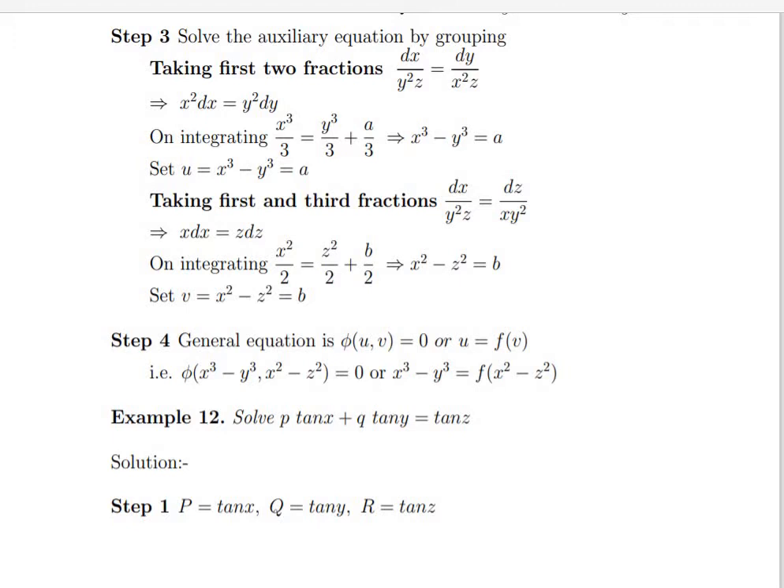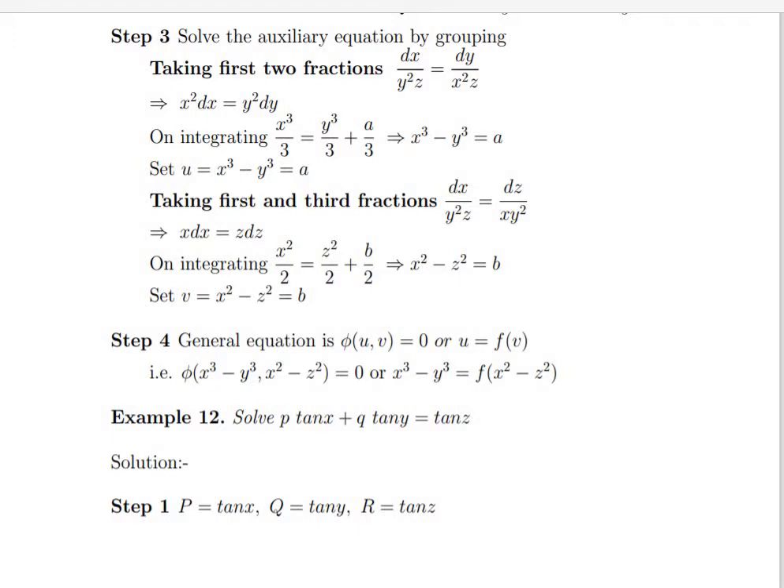Now we can write the complete solution, the general solution, and we know that it is of the form phi of u, v equal to 0. From the first part, we got u equal to x cube minus y cube, and from the next part we got v equal to x square minus z square. Substituting it in the pattern of the solution, we get phi of x cube minus y cube comma x square minus z square equal to 0, which can also be written as x cube minus y cube equal to f of x square minus z square.